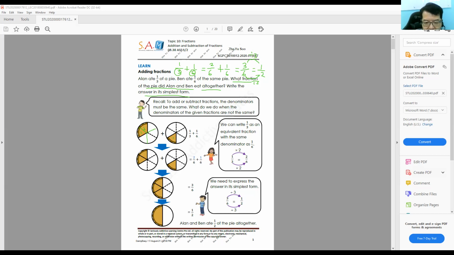Here you go. This is the 1/3, and you cut it into 2 parts. It's 2 out of 6 plus 1 out of 6 here. You put them together, you get 1, 2, 3, 3 out of 6, which is the same as half of a pie. Got that? If you are not sure, you can pause, go back maybe 1 or 2 minutes, and listen to this again. But if you are clear, let's get ready for the next set of questions.